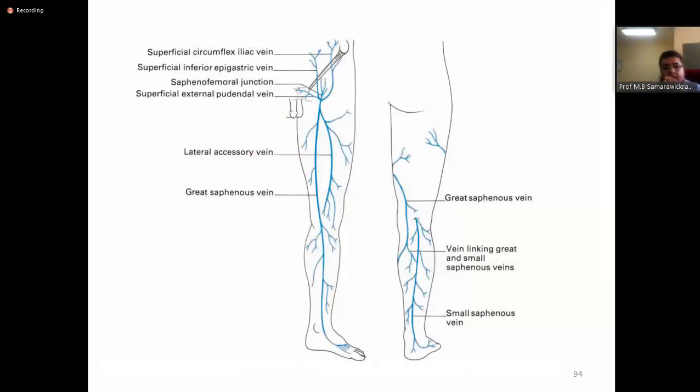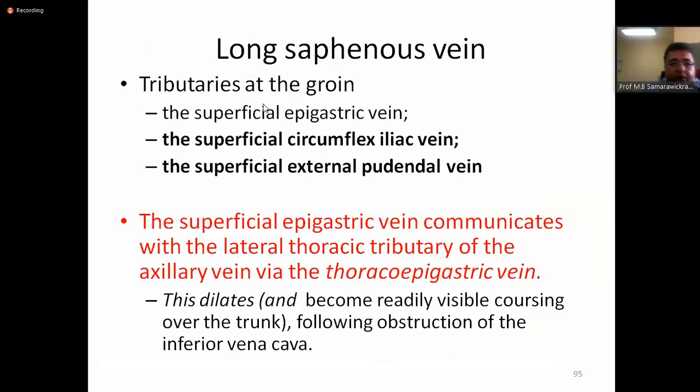Right, so this is anatomy you have to know. I am not going to explain the great saphenous, or long saphenous vein. Regarding the long saphenous vein, you have to know it has tributaries at the groin: superficial epigastric, superficial circumflex iliac, and superficial external pudendal. And all these three should be ligated during surgery.